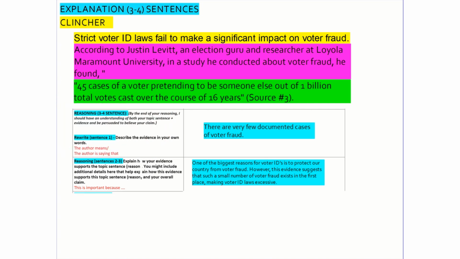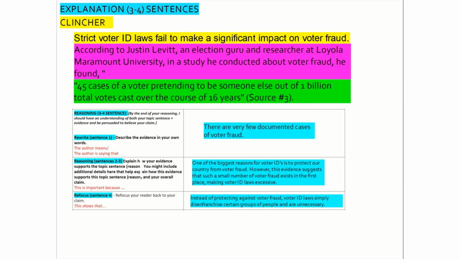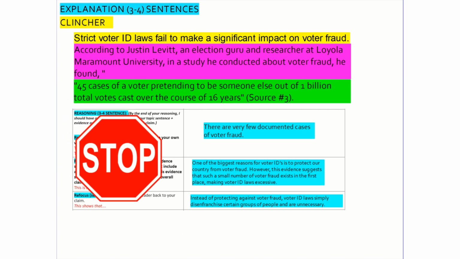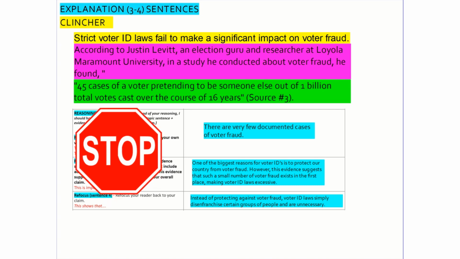Okay, last step of your explanation. Refocus. You're going to refocus your reader back on your claim. You might use a sentence starter like, this shows that. Here's mine. Instead of protecting against voter fraud, voter ID laws simply disenfranchise certain groups of people and are unnecessary. Again, I'm going to have you stop, go ahead, and write that refocus sentence.